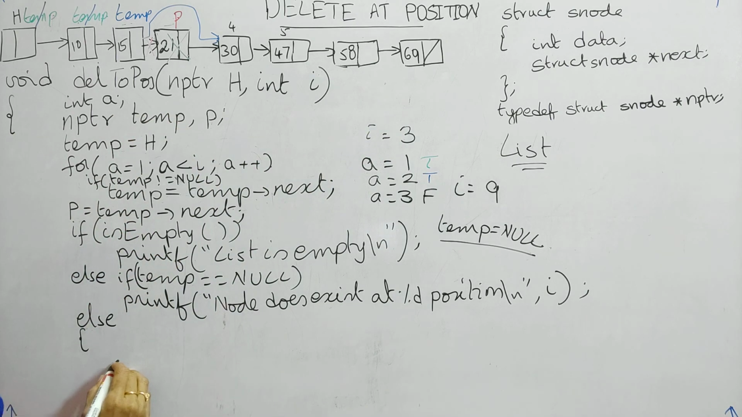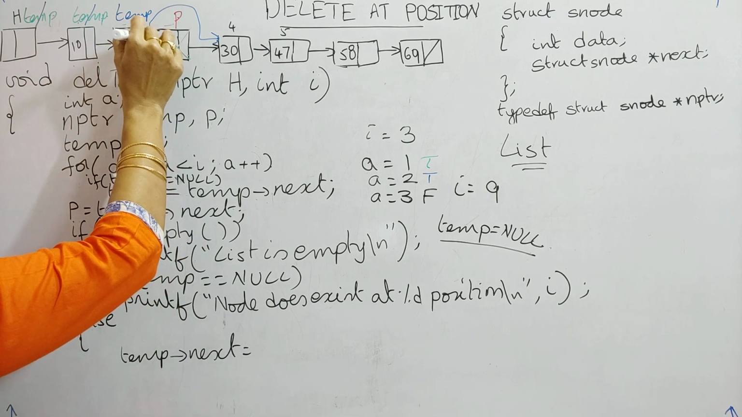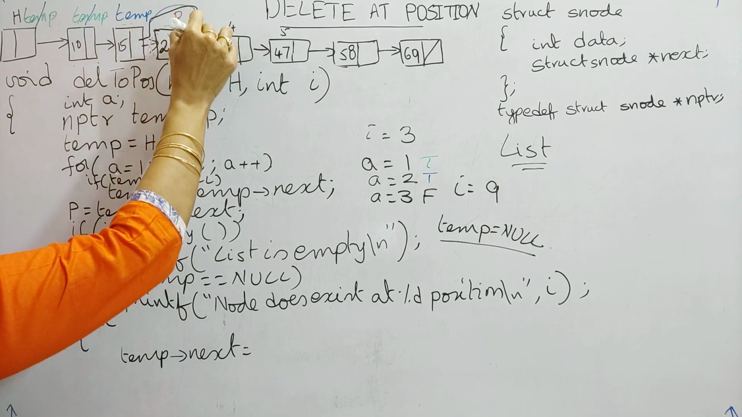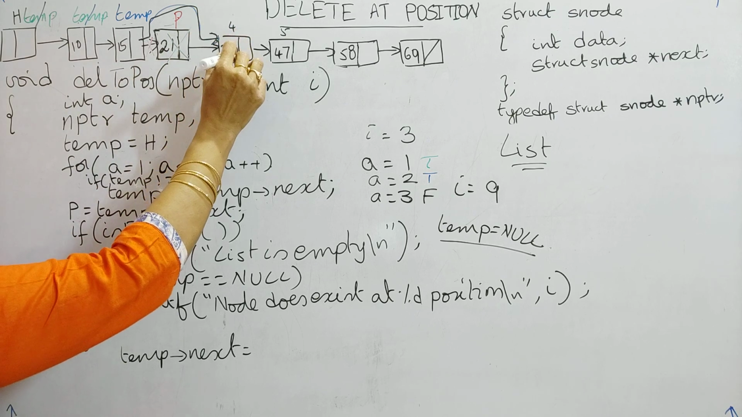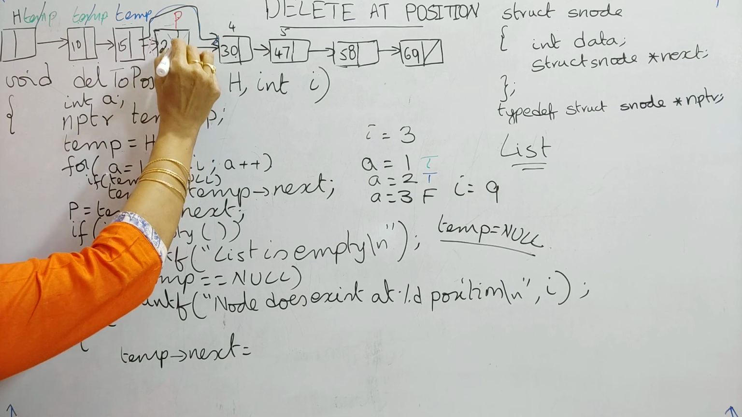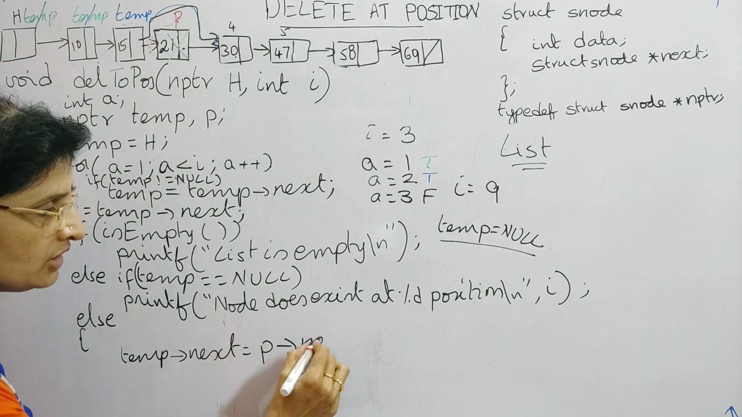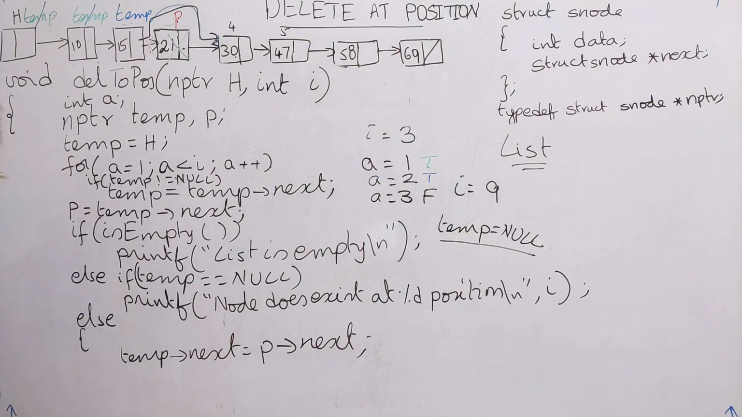So for that, first of all you have to write temp. So for temp next, what you have to put? Temp next, that is this part. In this, you have to give the address of which node? This node's address. Where is this node's address available? It is available here, that is P next. So that's why here you have to give P next. Okay. So now our link is modified.